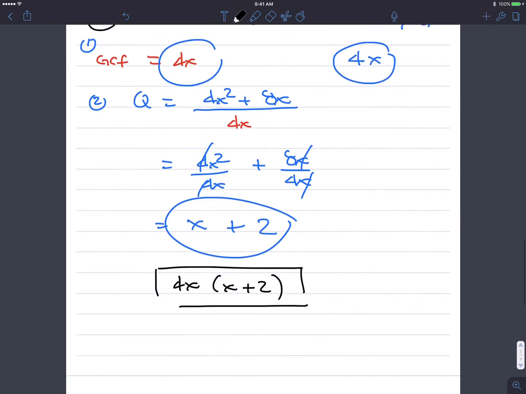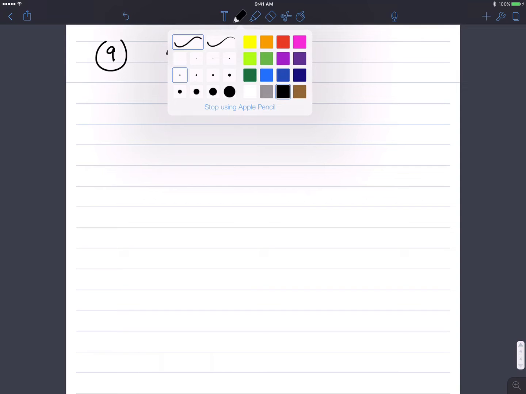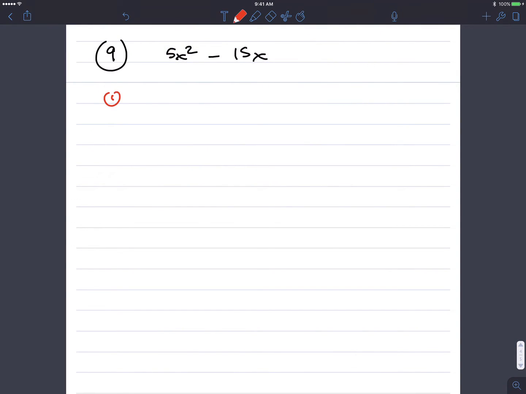So remember, your warm-up was to find the GCF, and now we're going to use that information to find the quotient here. So this is going to be number 9, and number 9 looks like this. Oh, here we go. 5x squared minus 15x. Okay. First step, what's the greatest common factor of 5 and 15? Right, the 5 and the 15. What's your GCF? 5. Okay. x squared and x. Okay, you guys know the GCF here. It's 5x.